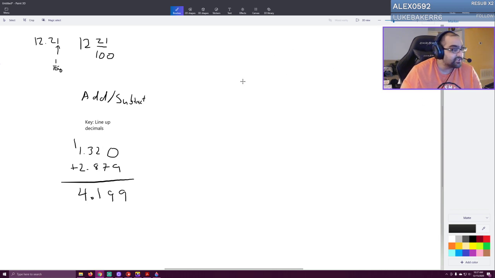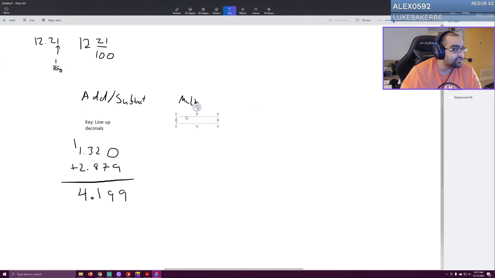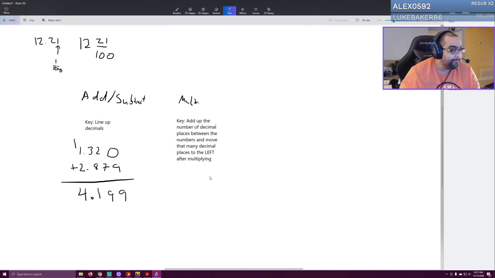Okay, next is multiplication. If you multiply, the key here is to add up the number of decimal places between the numbers and move that many decimal places to the left after multiplying. So how does multiplication work?